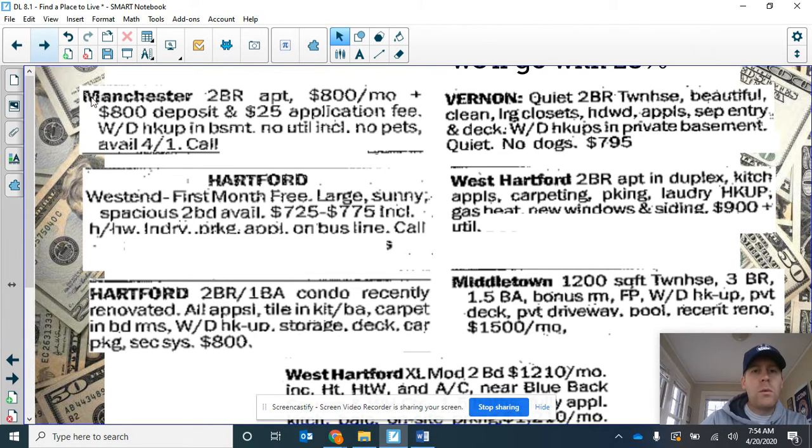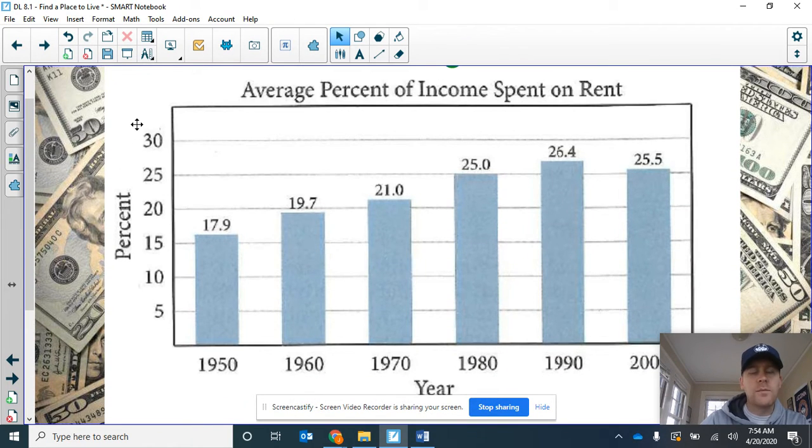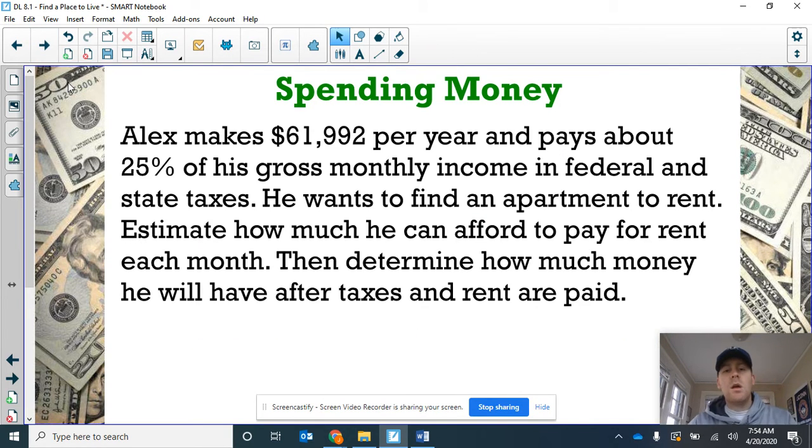Okay, so what I want to show you guys too, just really quickly, is a chart that looks at what percentage of income was normally spent on rent as the years went on, right? So in the 50s, 17.9%, 19.7%. You can see it gradually went up throughout those years. Okay, it's pretty interesting.